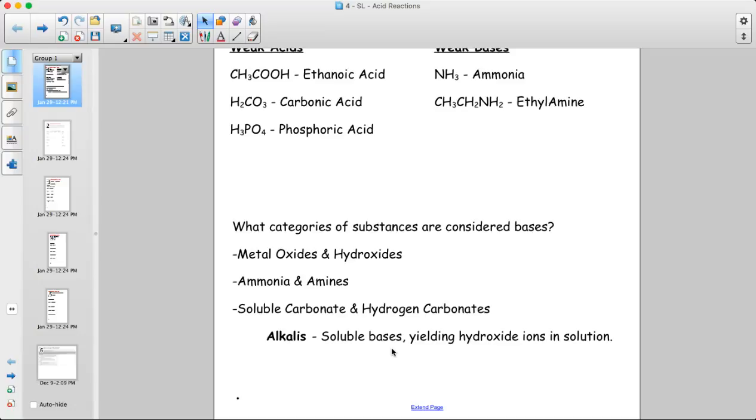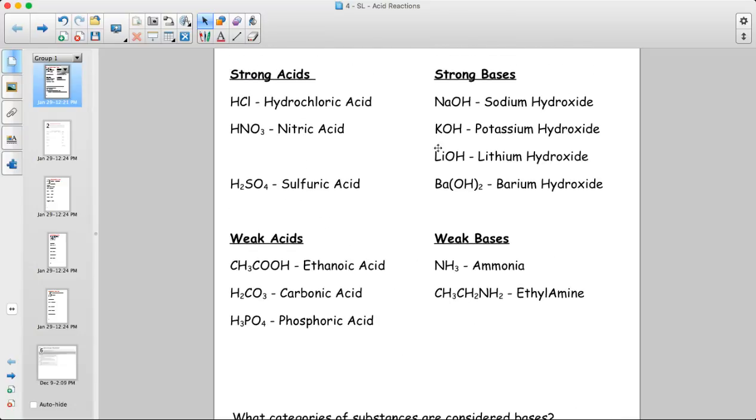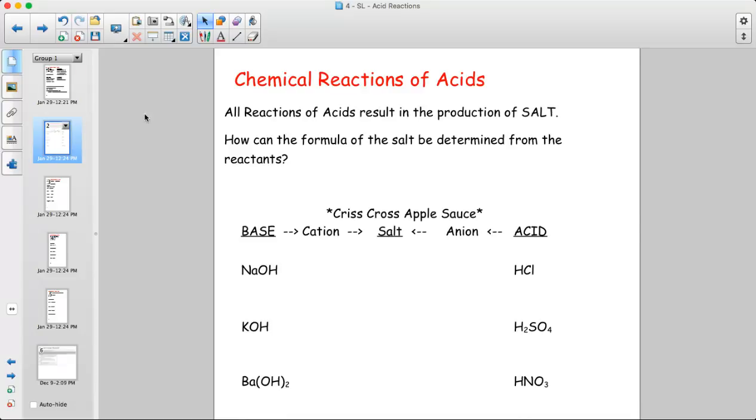Just a point of vocab, alkalis is a term that's used to discuss bases that are soluble in water and that yield hydroxide ions in solution. So especially these top three could all be referred to as alkalis because they're very soluble in water and they produce hydroxide. The key thing to remember about any chemical reaction of an acid is that they're all going to produce a salt. And a salt is just a way of referring to an ionic compound.